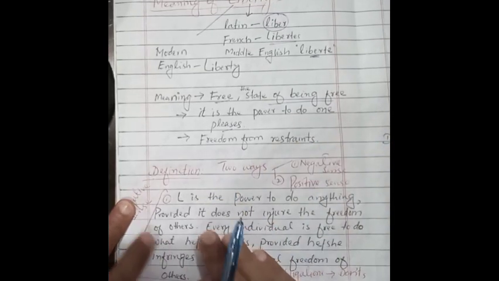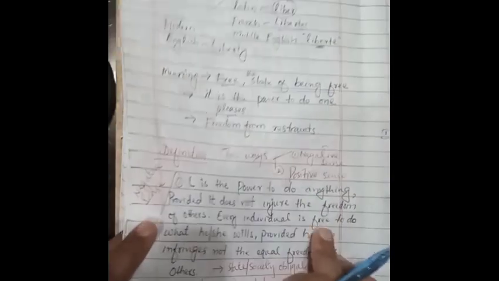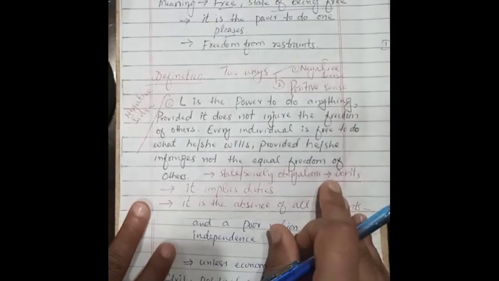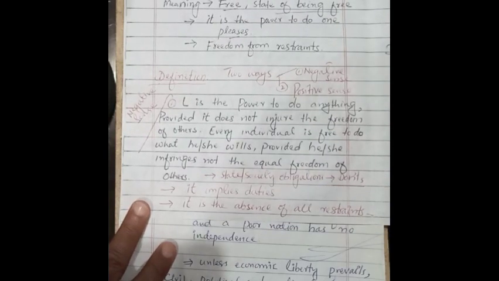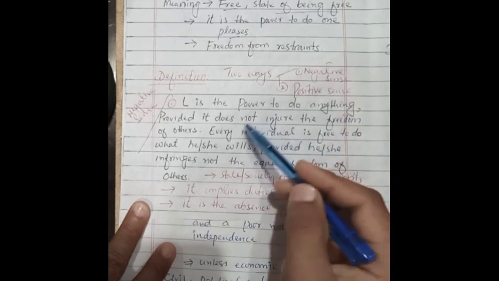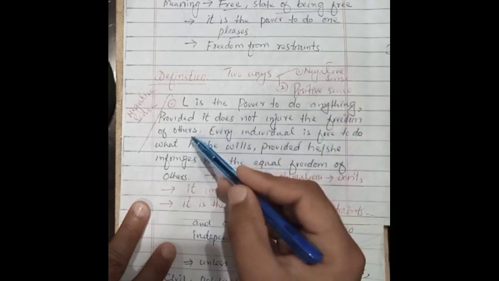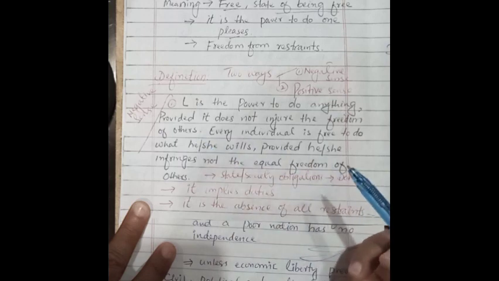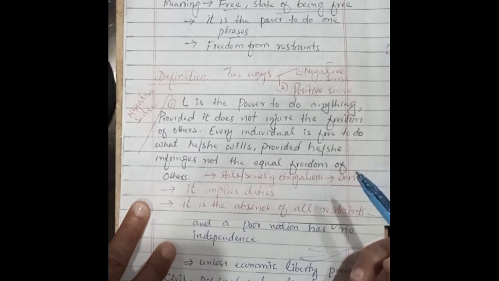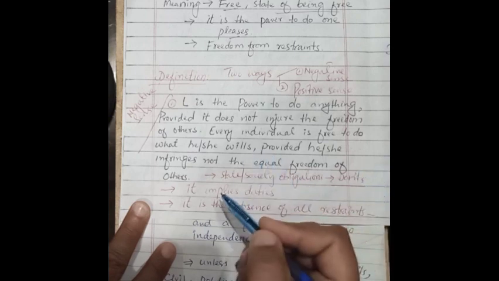Now we are moving towards the definition of liberty. So liberty is defined in two ways. One is in the negative sense, and the other is in the positive sense. Liberty is the power to do anything provided it does not injure the freedom of others. Every individual is free to do what he or she wills, provided he or she does not infringe the equal freedom of others.